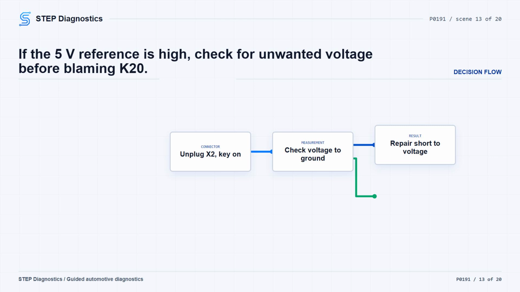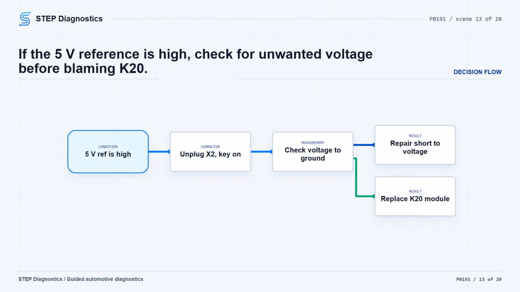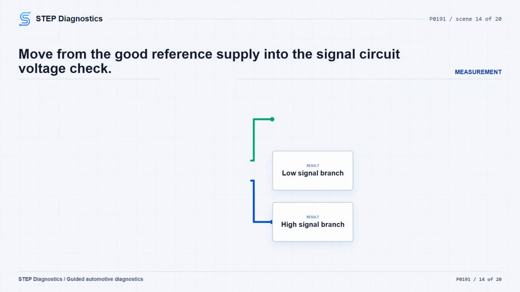test for less than 1 volt between 5V reference circuit terminal 3 at the component harness and ground. If it is 1 volt or greater, repair the short to voltage. If it is less than 1 volt, replace the K20 engine control module. If the 5V reference is between 4.8 and 5.2 volts, continue to the signal circuit test. Next, test for 4.8 to 5.2 volts between signal circuit terminal 2 and low reference circuit terminal 1.